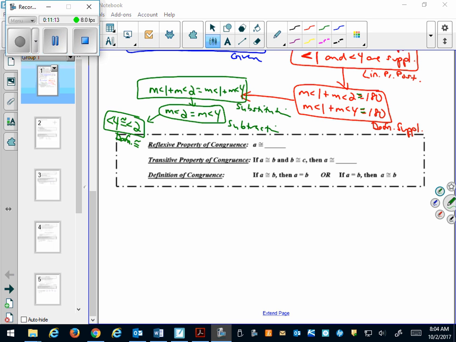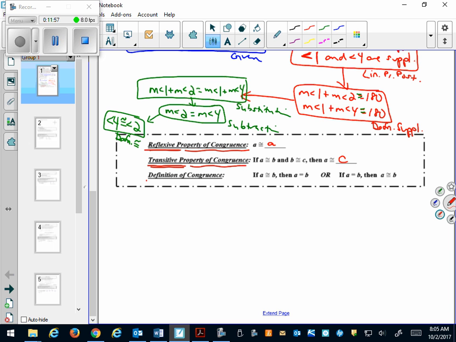Just shows the properties that you're used to, reflexive, transitive. We know them as properties of equality, right? We talked about the reflexive property of equality, 2 equals 2, measure of angle A equals measure of angle A. And the transitive property we used in equations. Now we're learning the property of congruence. It's the same thing except without an equal sign, now it's with a congruent sign. So the reflexive property of congruence says that A is congruent to A. And the transitive property of congruence says if A is congruent to B and B is congruent to C, then A is congruent to C.